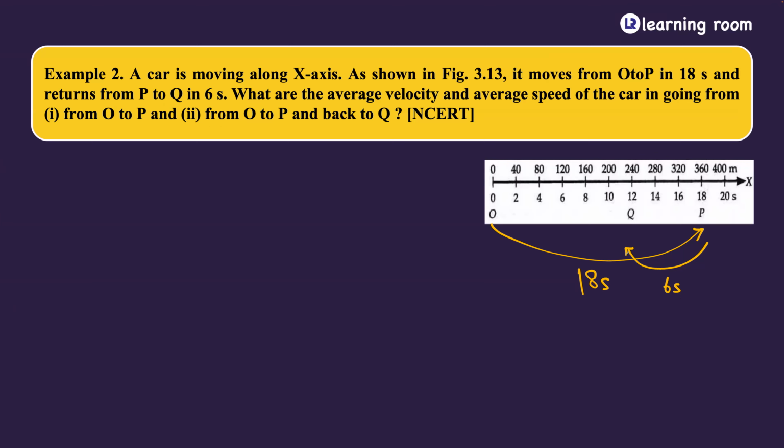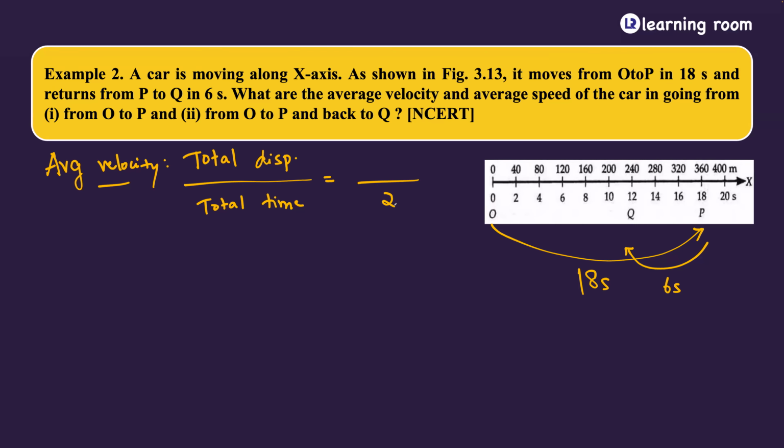So first thing we need to recollect, what is average velocity? So when I talk about average velocity, it is going to be the total displacement divided by the total time it takes. So whether it is going to be distance or displacement, the time is going to be still 18 plus 6, which is going to be 24. Right? What happens in the case of displacement when the particle goes from O to P?